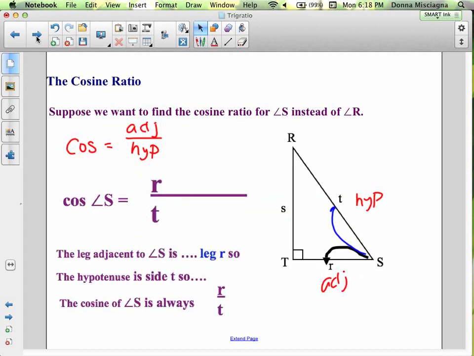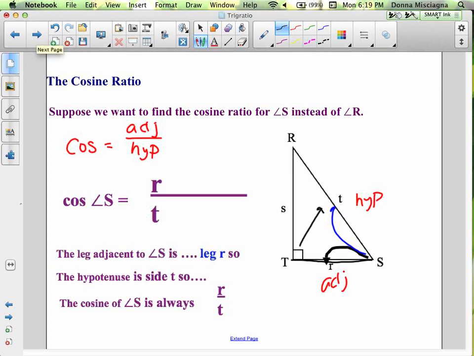And of course, we can take the cosine ratio of the other angle. Suppose we want to find the cosine ratio for angle S instead of angle R. Remember, cosine is adjacent over hypotenuse. The leg adjacent to angle S is leg R. This is the adjacent side, and it makes up part of angle S. And of course, the hypotenuse is always opposite the right angle. So the cosine ratio for angle S is going to be R over T, the adjacent side for angle S over the hypotenuse of the triangle.